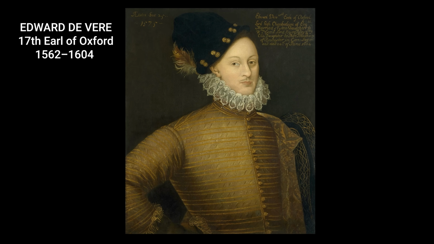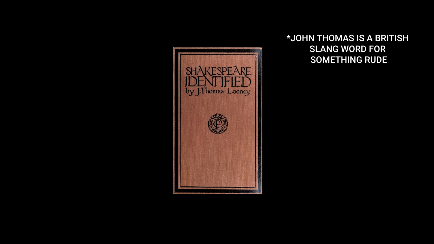Delia Bacon suffered from mental illness and was eventually committed to an insane asylum. However, in the 19th century, she started to be taken seriously, and other names were proposed. Christopher Marlowe. And since the 1920s, a full 300 years after Shakespeare died, another nobleman was proposed, Edward de Vere, 17th Earl of Oxford, in a book by John Thomas Looney, I'm not making this up, called Shakespeare Identified.